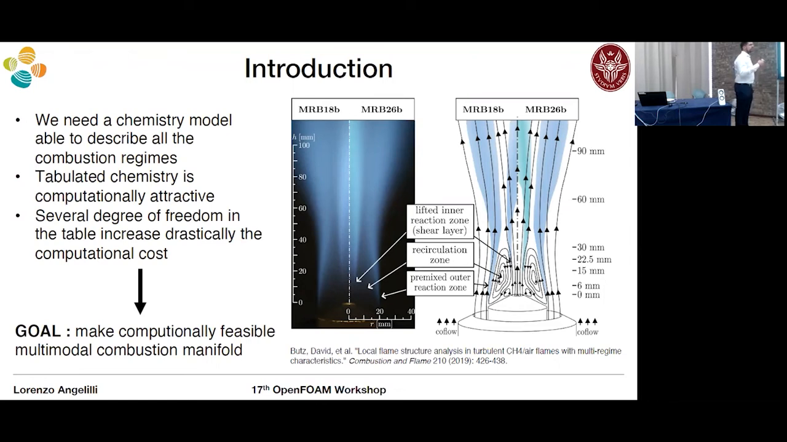For this reason, some newer models have been developed in the Flamelet-Progress variable framework that are able to take into account all the different regimes. But of course, you increase the computational cost, so you are coming back. The goal of this work is to make these more complex but accurate models feasible for a Flamelet-Progress variable simulation in OpenFOAM.